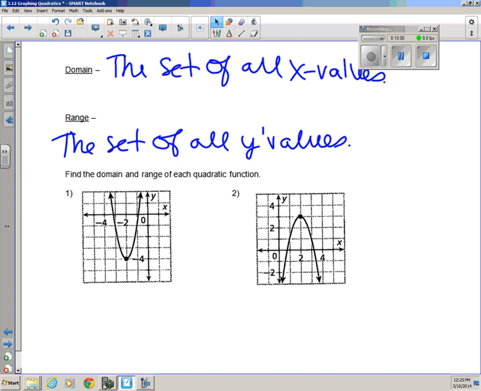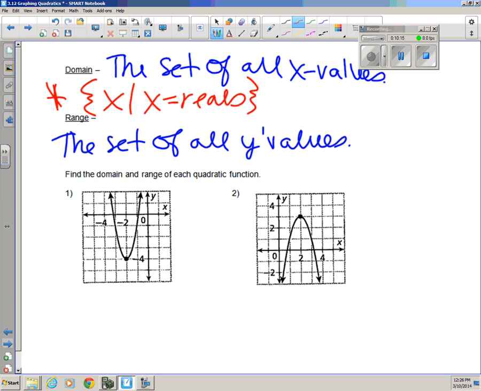Every answer for the domain of a parabola always is all real numbers. So the domain, no matter what, for any parabola is the set of all x such that x equals the reals. Always. The range all depends on the vertex.